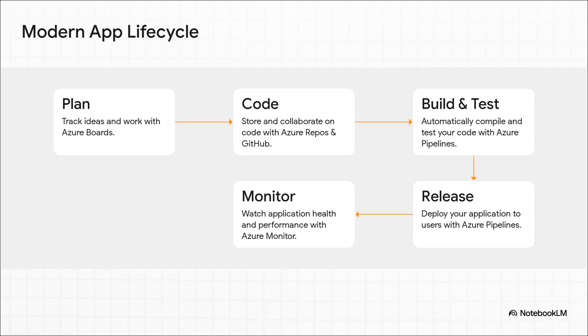It all kicks off with a plan in Azure Boards. Then developers get to code in Azure Repos or GitHub. Now the magic really happens with Azure Pipelines, which automatically swoops in to build the code, test it for any bugs, and then release it out into the wild for your users.